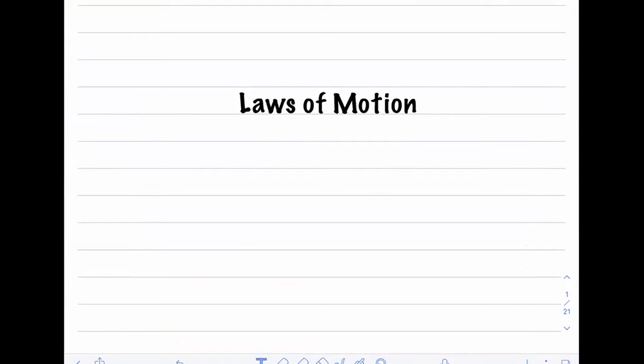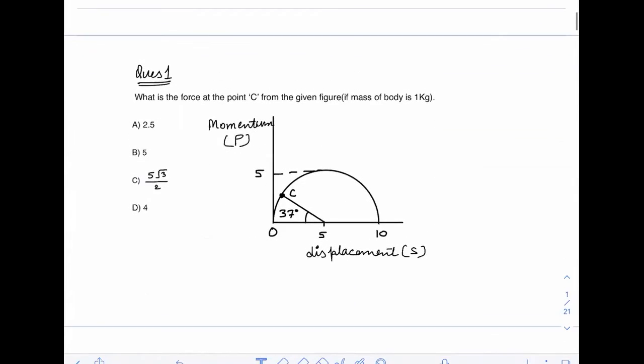Now see here, we shall start with laws of motion today. What we will be doing today is I'll be giving you some questions, okay? And then for each question, I'll give you some time. So try to solve that question, and after you have solved it, just reply to me in the chat, okay? And then I'll start solving that question. Understood?